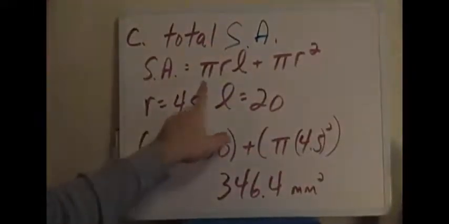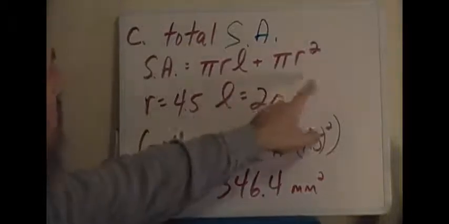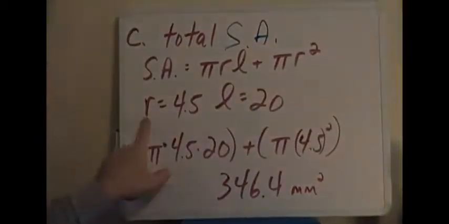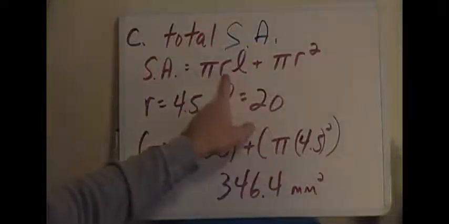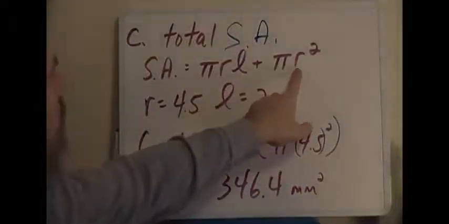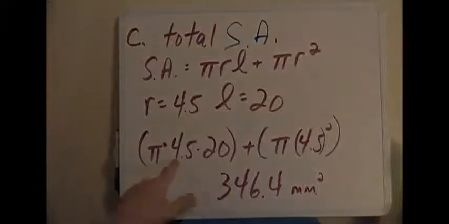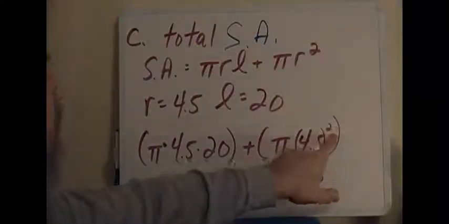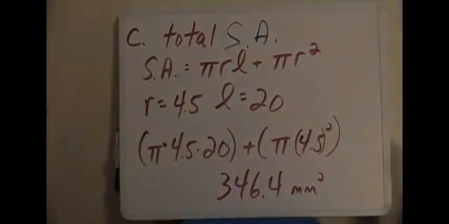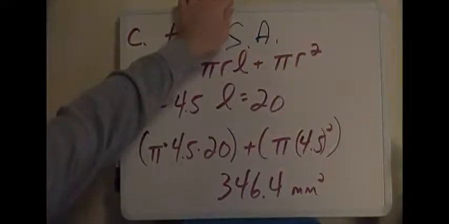So we've got surface area equals pi RL plus pi R squared. So we've got a radius of 4.5, a slant height of 20, 4.5, 20, and 4.5 squared. So we've got pi times 4.5 times 20 plus pi times 4.5 squared. And we get 346.4 square millimeters in this case.